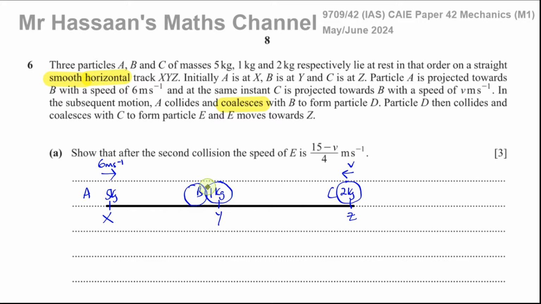So what's happening is A is going to move and hit B. They're going to join together. When it hits B, they're going to be at that position here. So this is after the collision, and together, let's just draw them as one big particle. It's like they become one particle. So this is 6 kilograms now.